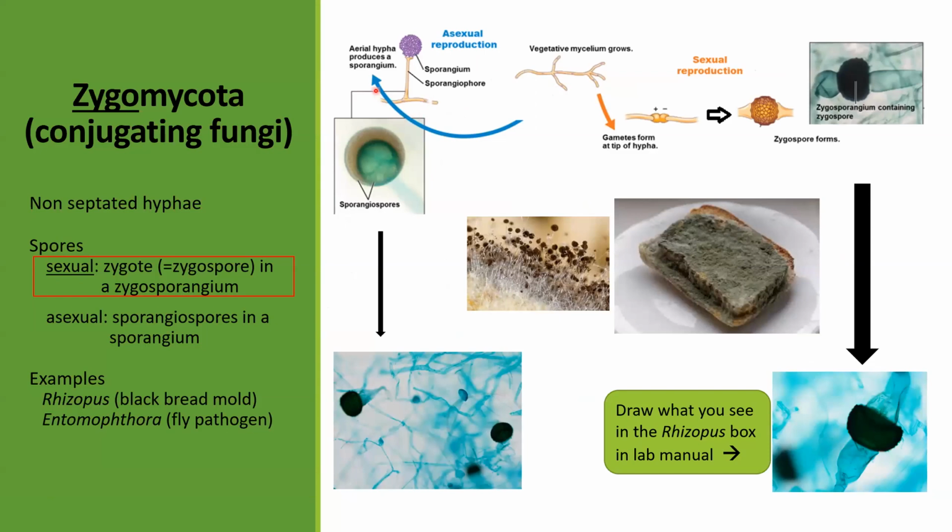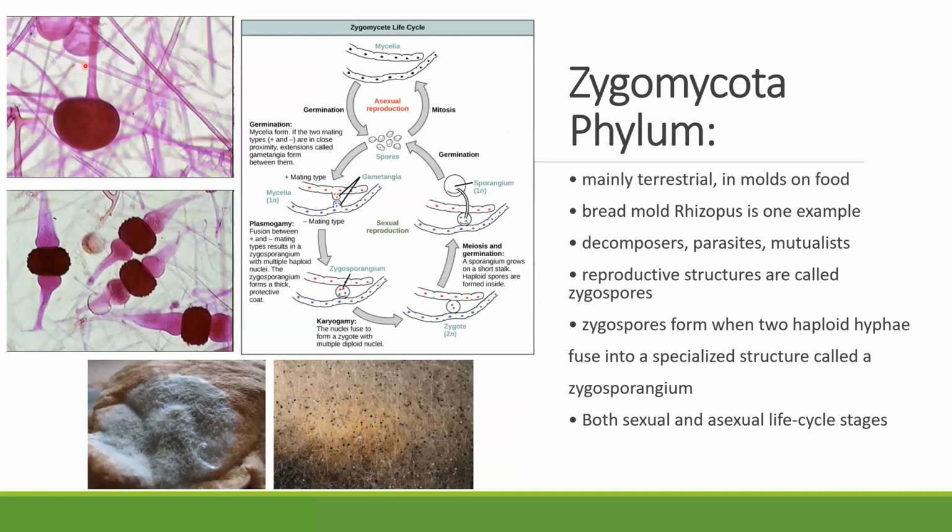And I just want to show you here that an aerial hypha produces a sporangium, and this is an example of asexual reproduction. An example of sexual reproduction is when the mycelium grows and then the hyphae form, and gametes form at the tip of a hypha, as shown here. This leads to the zygospore that forms in between these two. So this is asexual, this would be sexual, and you see those in your lab manual. This shows it budding off the aerial hypha, and this shows it in between.